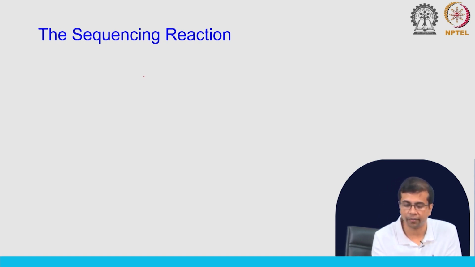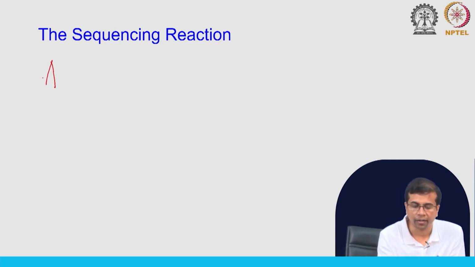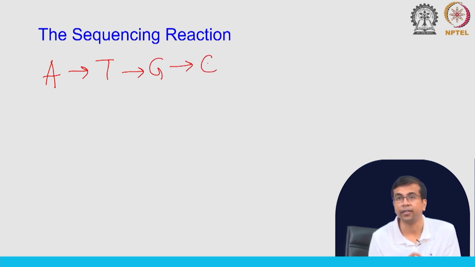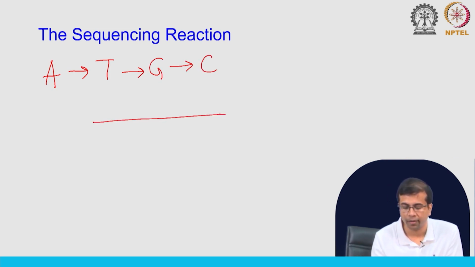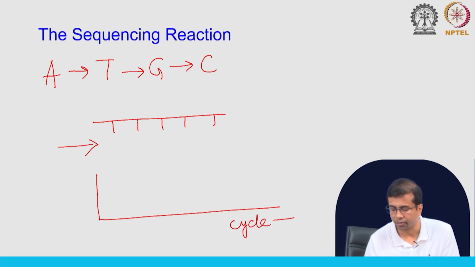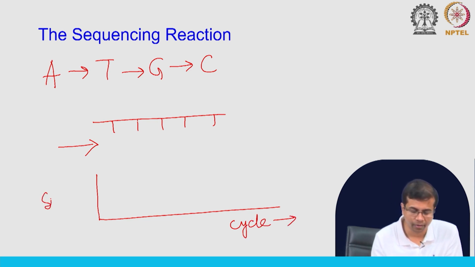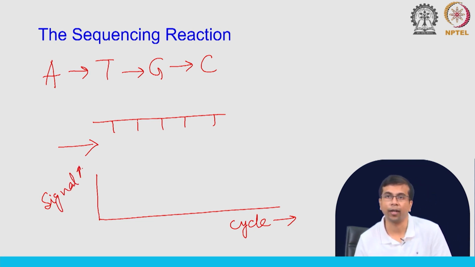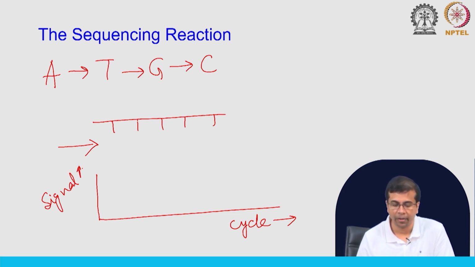Now let us look at the sequencing reaction, so maybe we can have a better understanding. Let us say we are following this kind of cycle. We are providing A, then T, then G and then C, and we have this DNA strand, and this is the primer, and synthesis is happening. This is the cycle that is going on, and here the y axis is the signal. This signal comes from the H+ ion, not light.